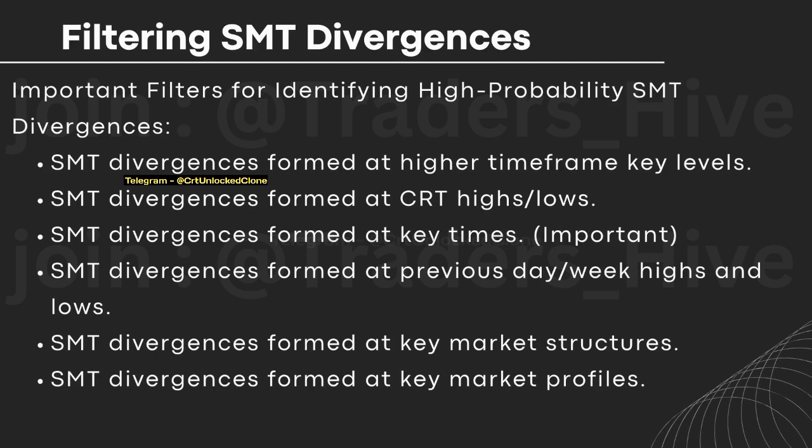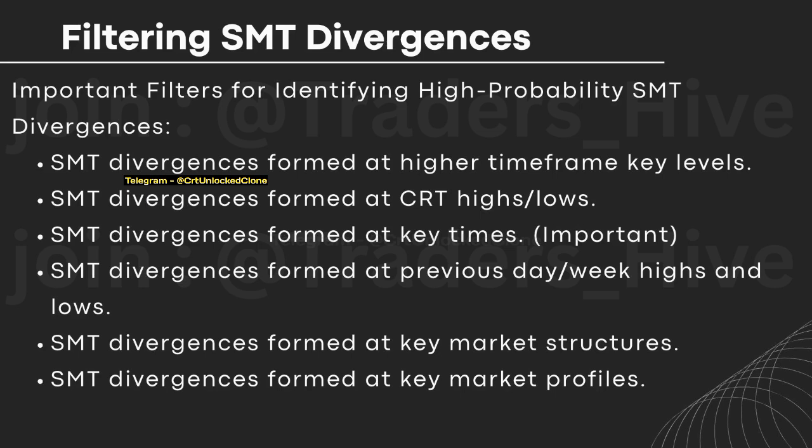I've discussed this before. Another important filter for SMT is that high probability SMTs are formed at key market profiles. What I mean by that is that the best SMT are formed during certain profiles, right? Such as the manipulation profile and the reversal profile. And price tests a key level, and that particular market profile, such as the manipulation profile or reversal profile, occurs at a key time, such as the London Open or New York Open, and with that it also tests a key level, and then there is an SMT there.